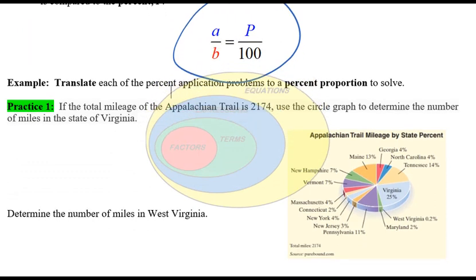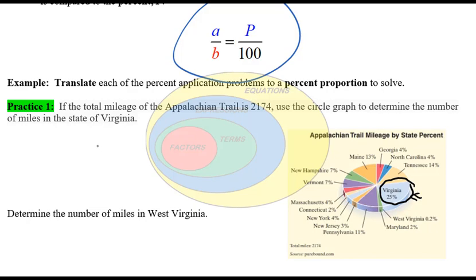It says if the total mileage of the Appalachian Trail is 2,174 miles, use the circle graph to determine the number of miles in the state of Virginia. And if you look over at the circle graph, we notice that the circle graph is representing the Appalachian Trail mileage by state percent. So this portion of Virginia is 25% of the Appalachian Trail.